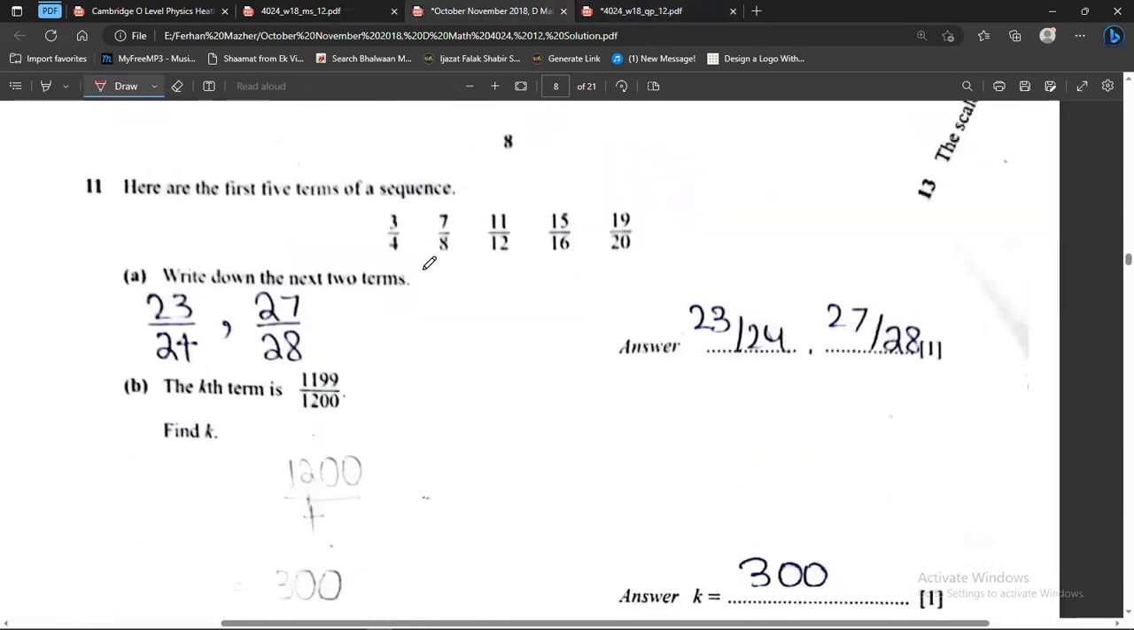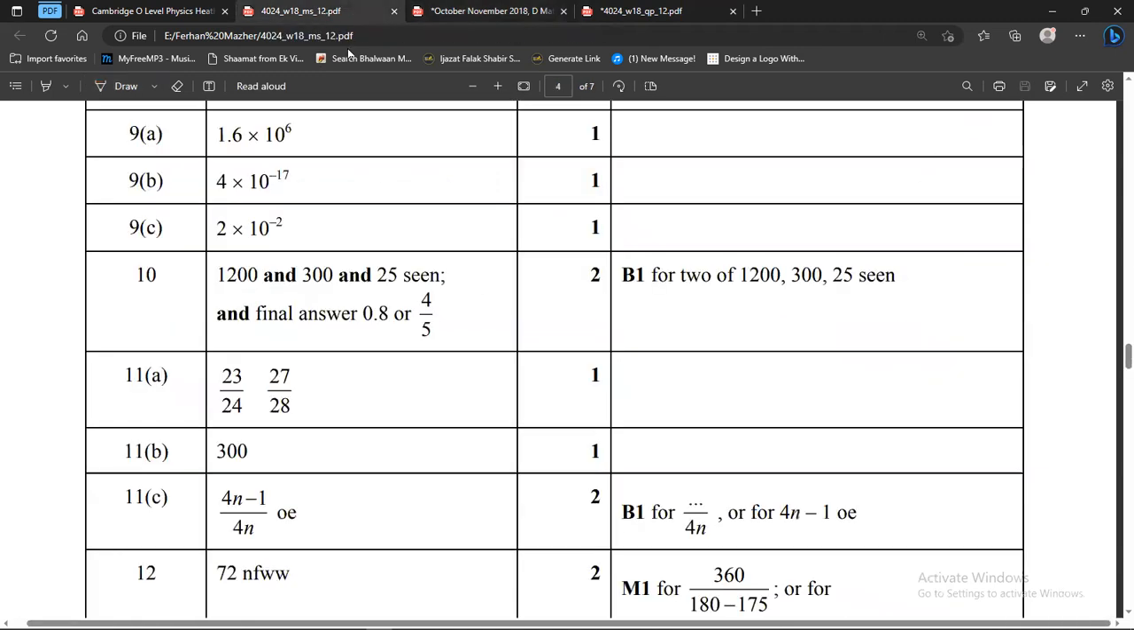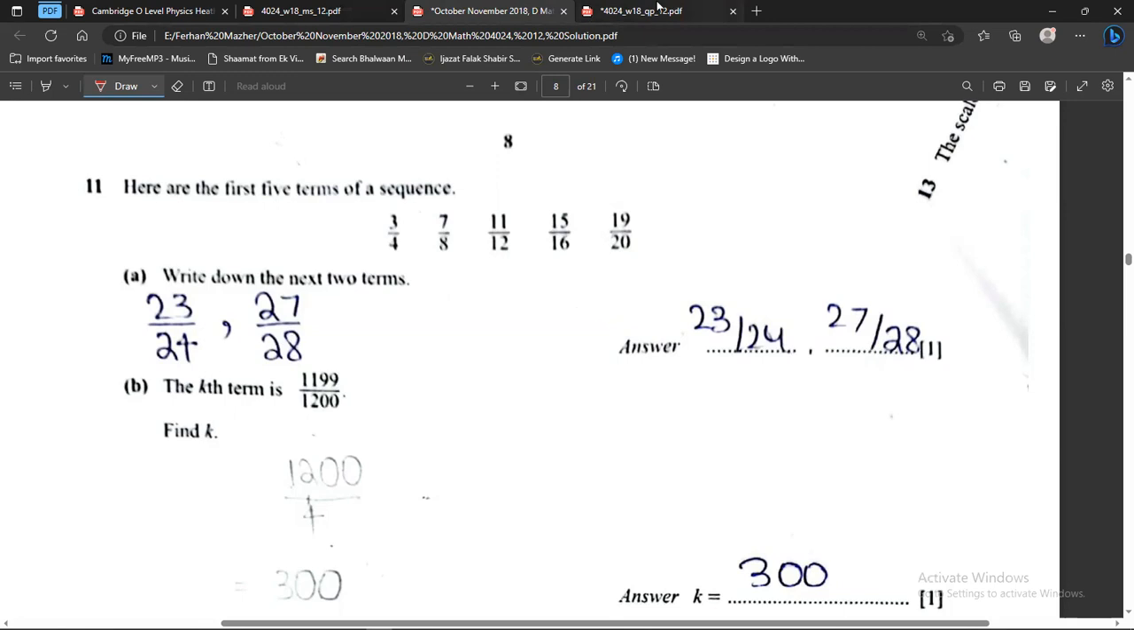Okay. So the next two terms: in the numerator, 19 add 4, you will get 23. In 23 add 4, you get 27. In the denominator, it will be 4 into 6, 24, and 4 into 7, 28. So the next two terms are 23 by 24, 27 by 28. So this is my answer.